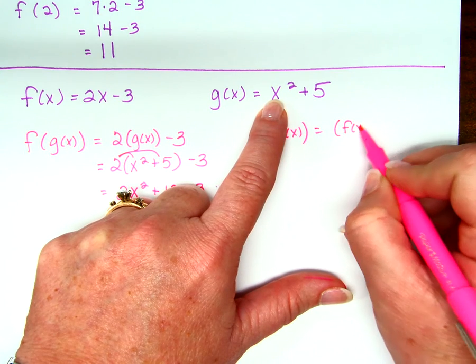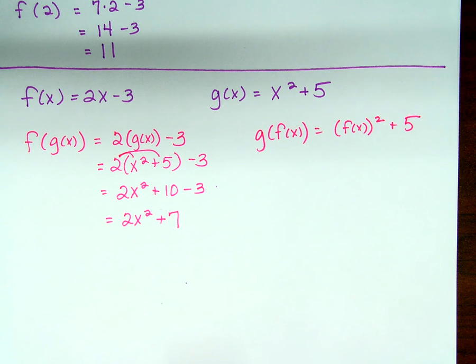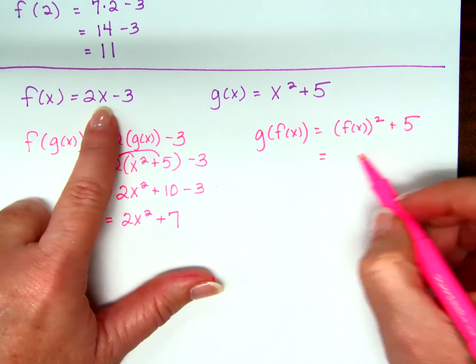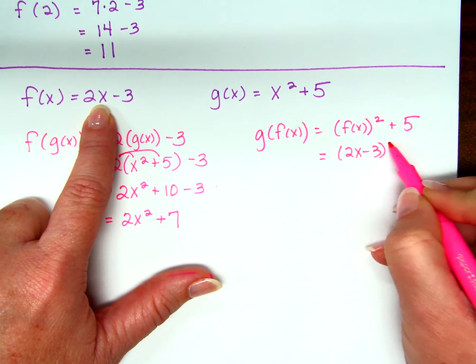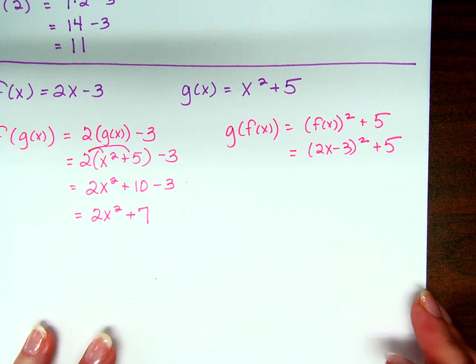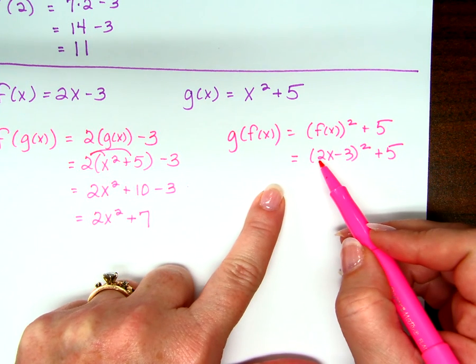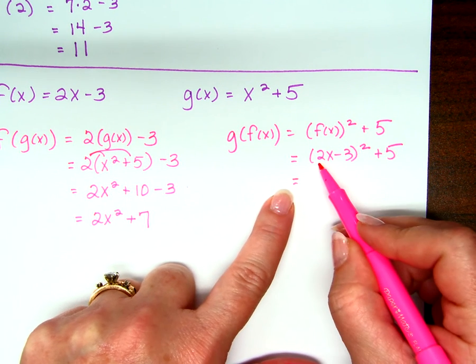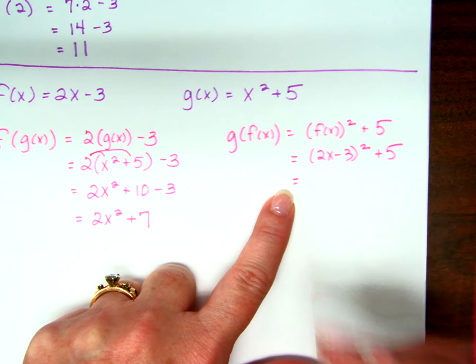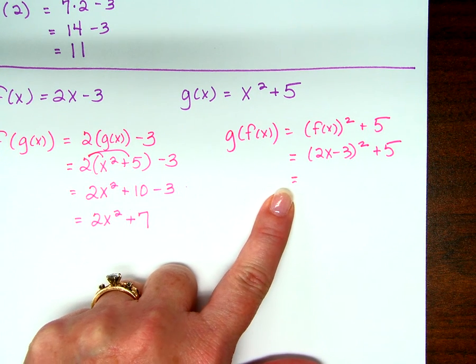So f of x squared plus 5. Do I know f of x? 2x minus 3 squared plus 5. Not if I give it to you like this, no. You'll always know f and g, both of them. Now, if any of you take this and write the next step as 4x squared plus 9, I'm going to beat you. And I put that on the recording for everyone to hear.